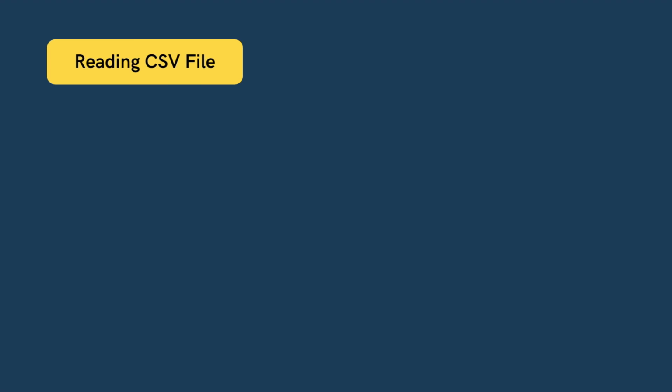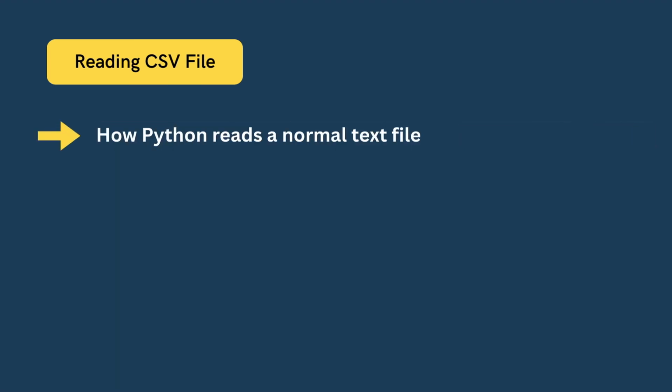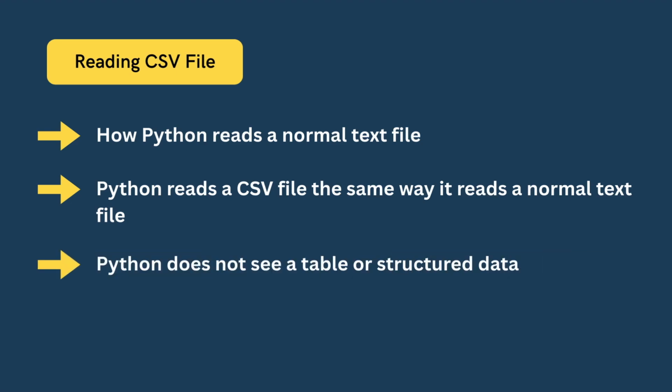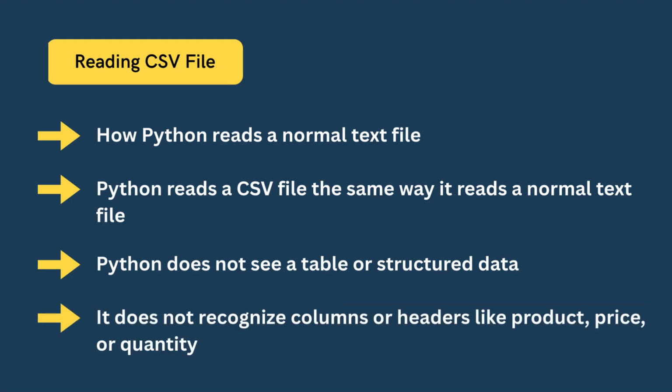At this point, you already understand how Python reads a normal text file. A CSV file works exactly the same way. There is nothing special happening behind the scenes. When Python opens a CSV file, it doesn't see a table, it doesn't see columns, it doesn't recognize words like product, price, or quantity. It simply reads raw text.